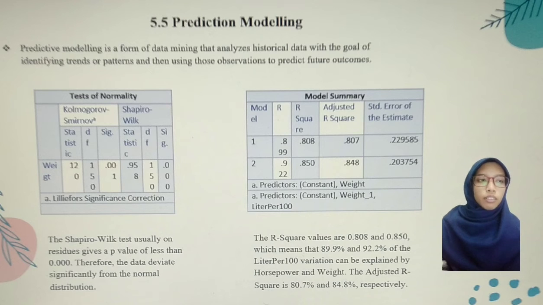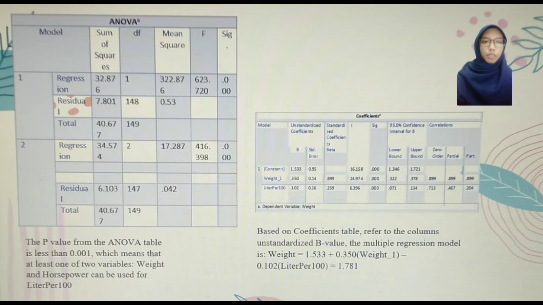The second is the model summary. The R-square values are 0.808 and 0.850, which means that 89.9% and 92.2% of the liter per 100 variation can be explained by horsepower and weight. The adjusted R-square is 80.7% and 84.8% respectively. The third is ANOVA. The p-value from the ANOVA table is less than 0.001, which means that at least one of the two variables, weight and horsepower, can be used for liter per 100.